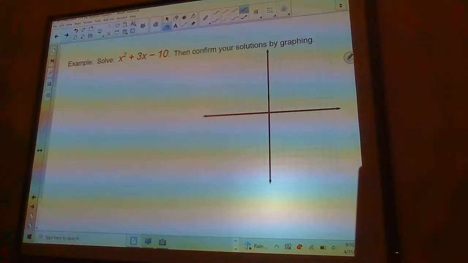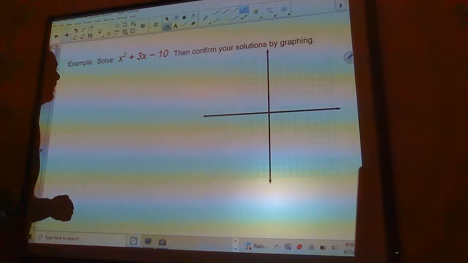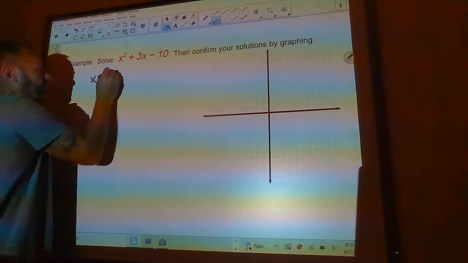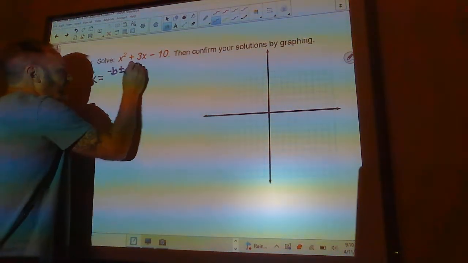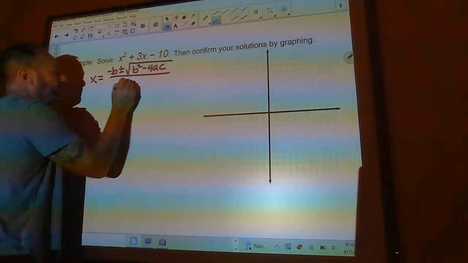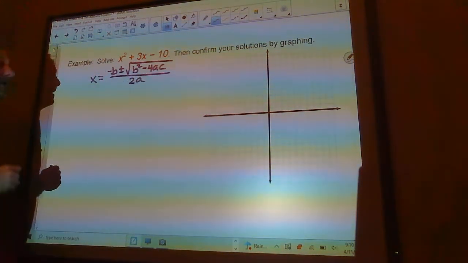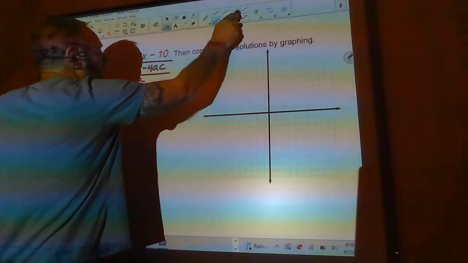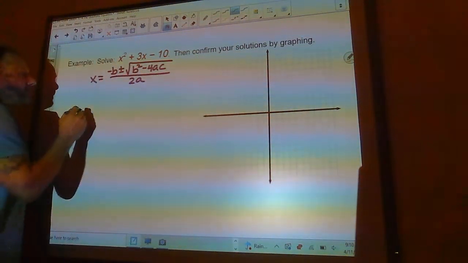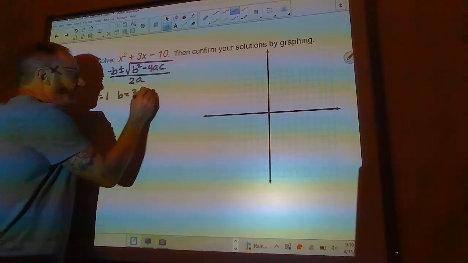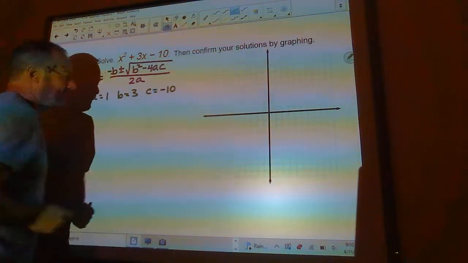So, x squared plus 3x minus 10, confirm your solutions by graphing. Okay, so first thing we're going to do is write down our formula. X equals negative b plus or minus the square root of b squared minus 4ac all over 2a. You need to write that down every time so that you learn it well. Okay, I'm going to label my A is 1, my B is 3, and my C is negative 10.